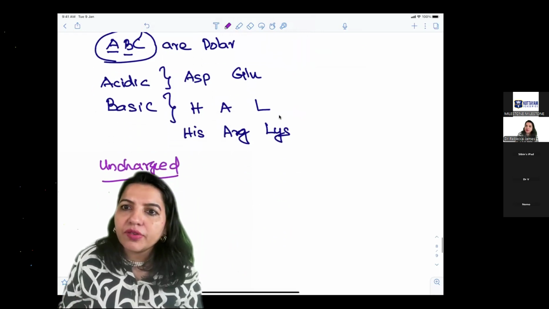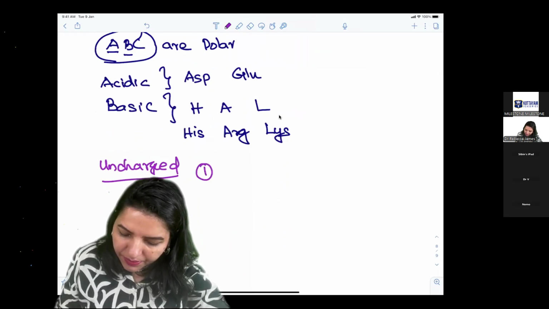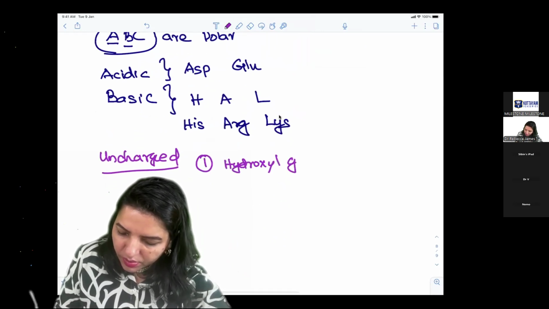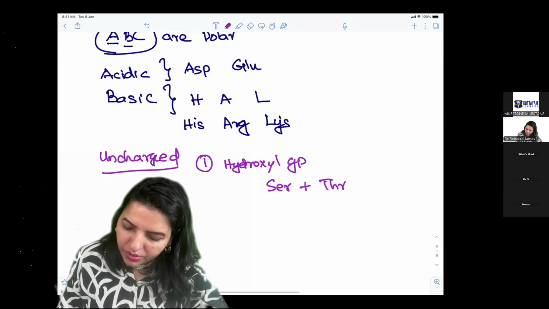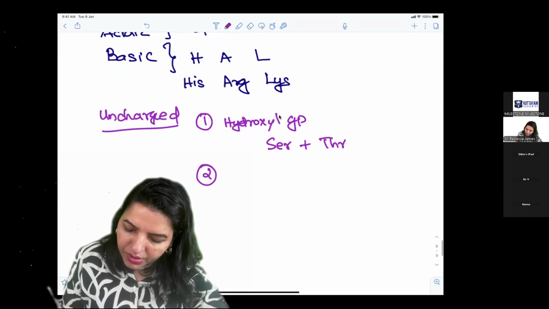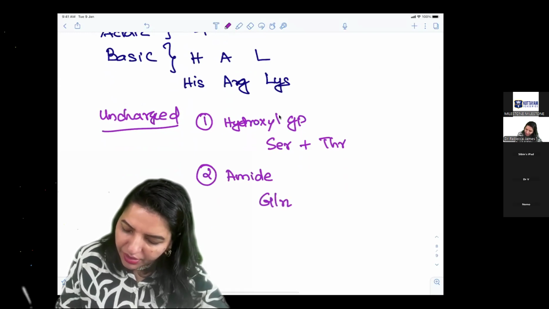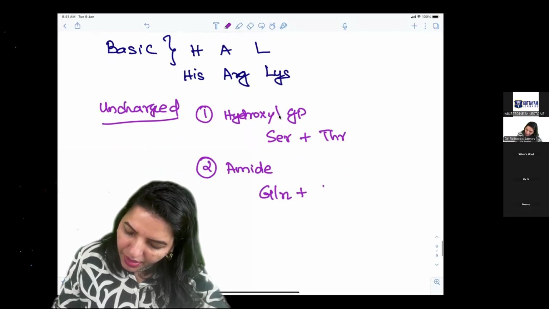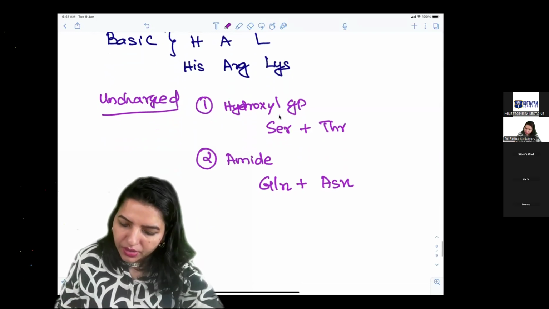Uncharged amino acids are also there which are polar. Number 1, it is the hydroxyl group containing amino acids. That is serine plus threonine. Number 2 is amides. Amides is glutamine plus asparagine. ASN is asparagine. The other one is glutamine.